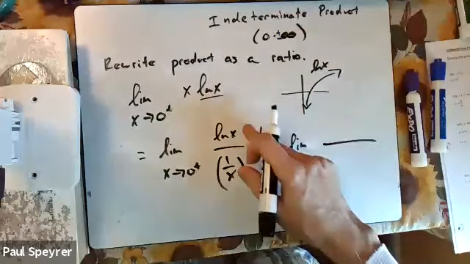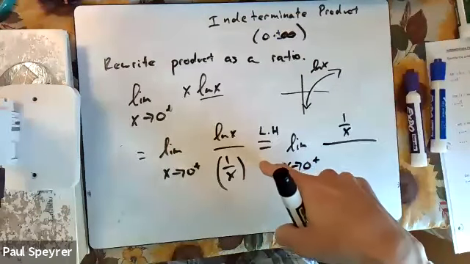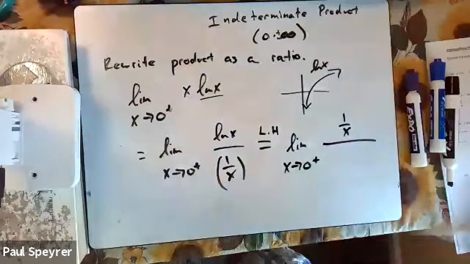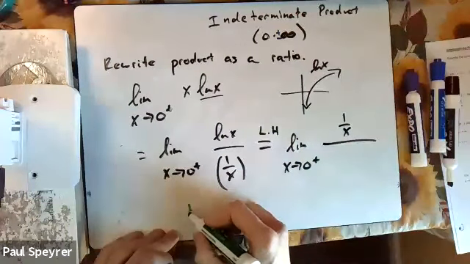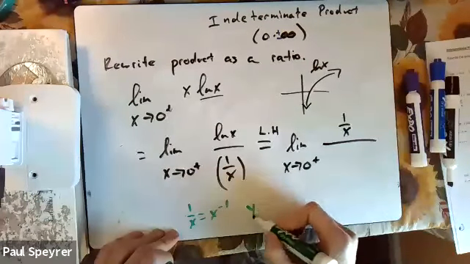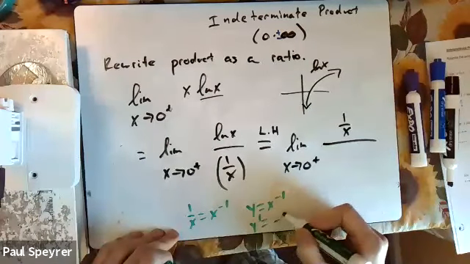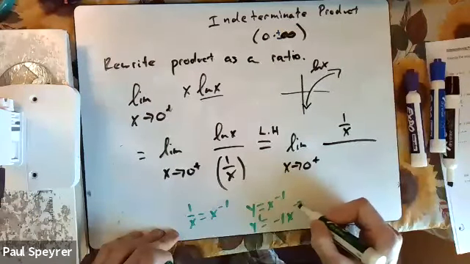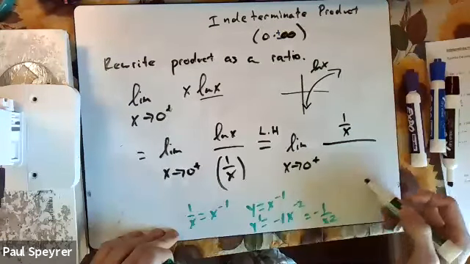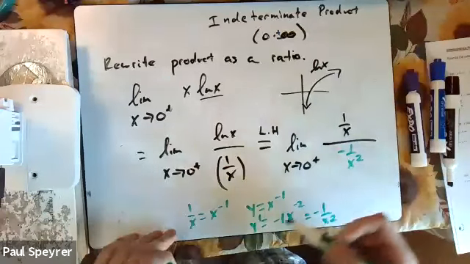So what's the derivative of ln of x? Remember, it's just 1 over x. What's the derivative of 1 over x? If you recall, 1 over x is equal to x to the negative 1. So if I have y equals x to the negative 1, the derivative is negative 1 times x to the negative 2 power, or negative 1 over x squared. So I'm just going to throw that in right here.